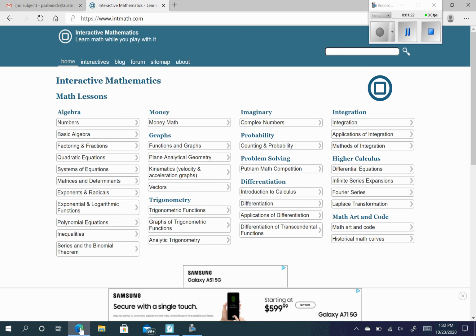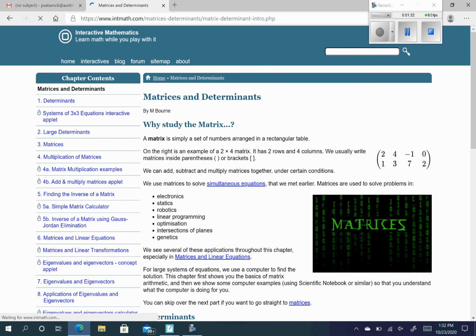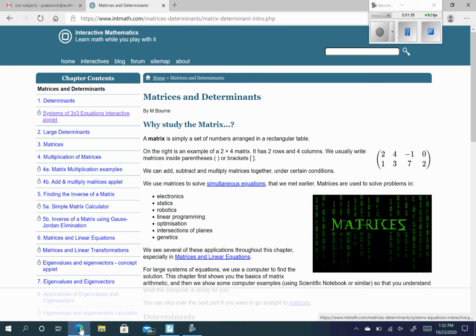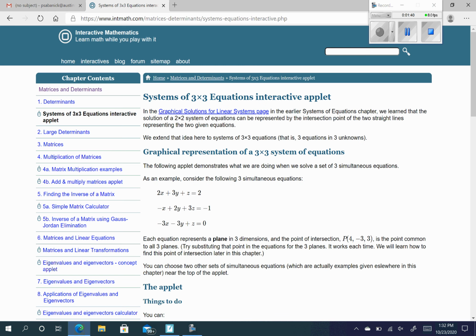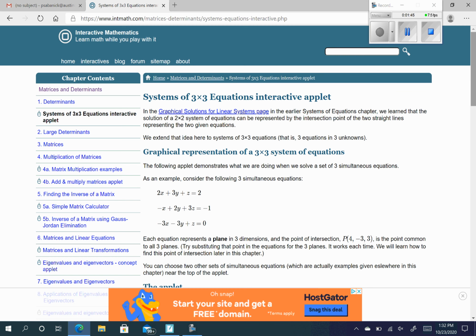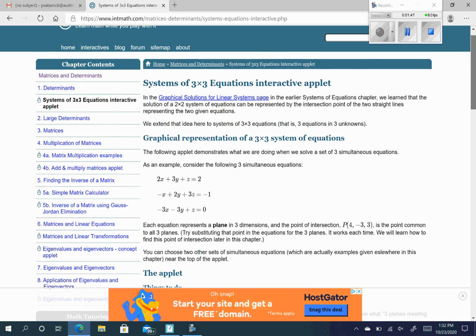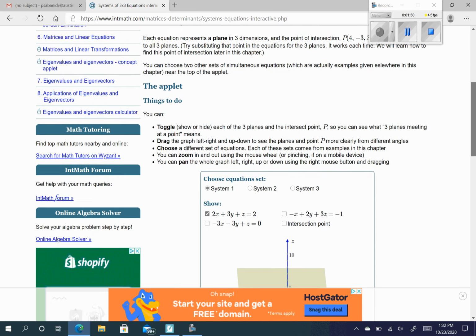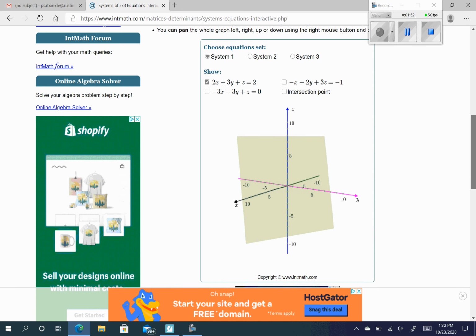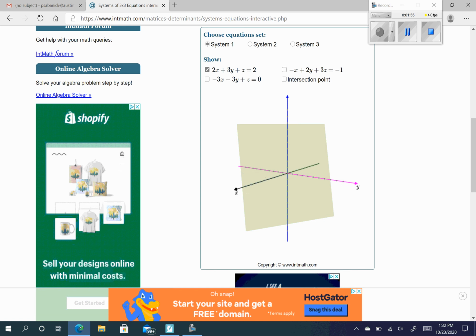To the left here, we're going to click on matrices and determinants. That's eventually what we're going to talk about, but systems of three equations is hidden under here. So go ahead and click on matrices and determinants. And then the second one down, systems of 3 by 3 equations, interactive applet. Now notice here, it's giving us an example of a system of three equations. And we're going to scroll down until you see this graph. So this is just one example. I'm going to just show you the other two as well, but all we really need is one.